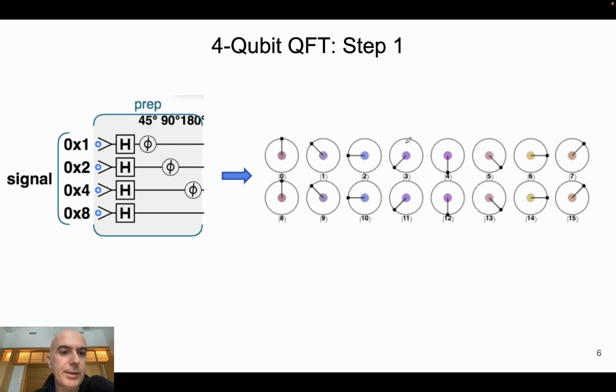The first step is the actual preparation. So we encode our signal using Hadamard gates. So the probability of measuring each state is the same. So the magnitude is the same. And then we apply a rotation of 45, 90 degrees and 180. That will allow us to get the signal that we've seen in the previous slides.